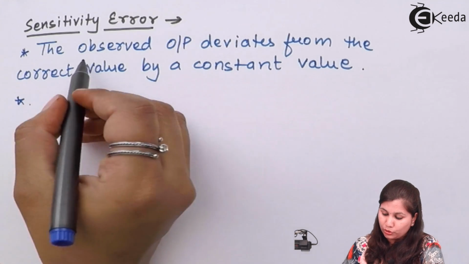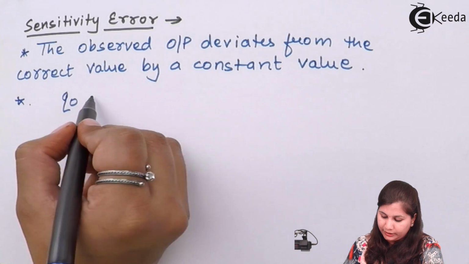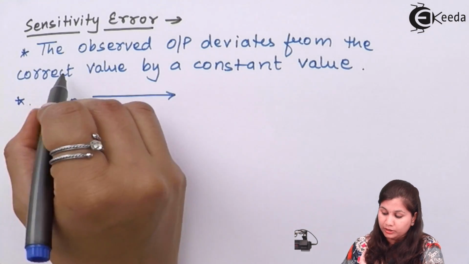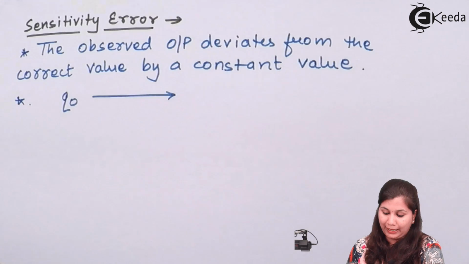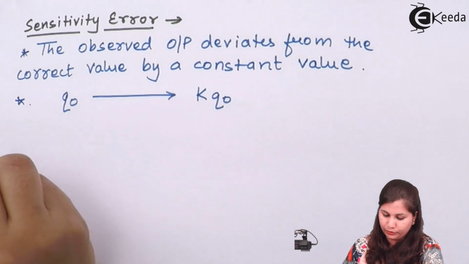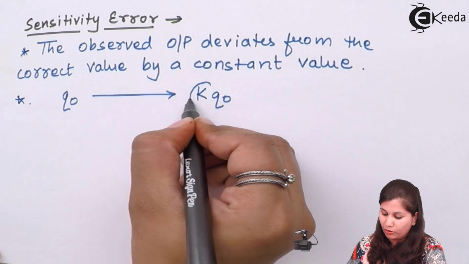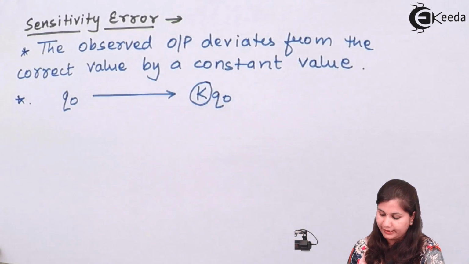Suppose that the observed output is Q naught, and the output which we are getting, the practical output, is K Q naught. So this output is deviating from the actual output by a constant factor, which is K.